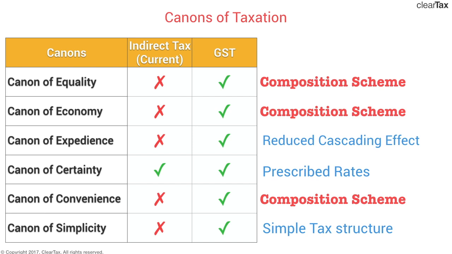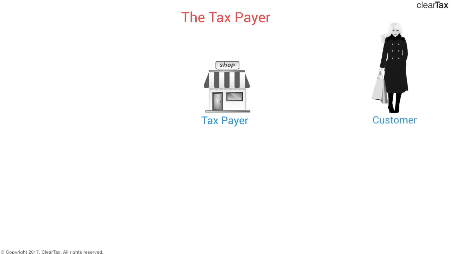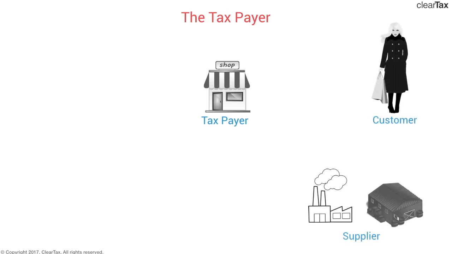So it makes sense that we start our discussion of the composition scheme by looking into what the process is for a normal taxpayer, that is, someone who does not opt into the composition scheme. There are 4 stakeholders involved in the entire process. There's, of course, the taxpayer, second, his customers, third, his suppliers, and fourth, obviously, the government. With all these stakeholders, the taxpayer will have to follow 8 processes to comply with tax laws.